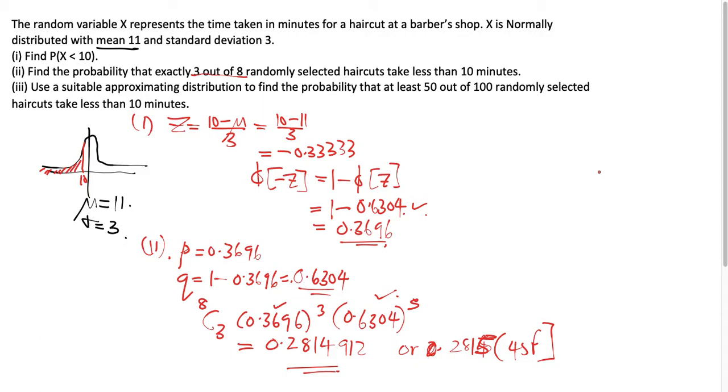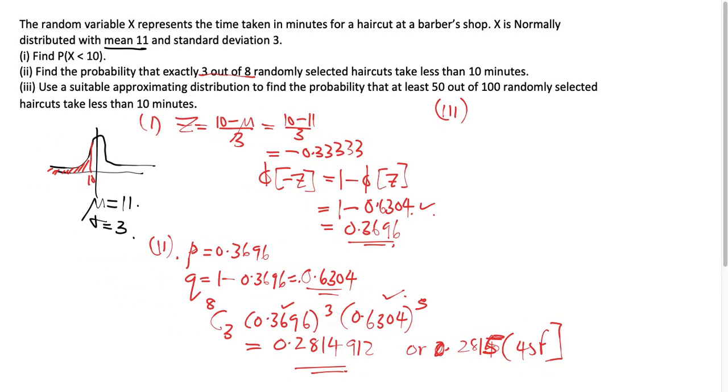Okay, next, part 3. In part 3, the question requires us to use a suitable approximating distribution to find the probability that at least 50 out of 100 randomly selected haircuts take less than 10 minutes. Okay, a suitable approximating distribution. I'm going to take not Poisson, I'm going to take normal distribution.